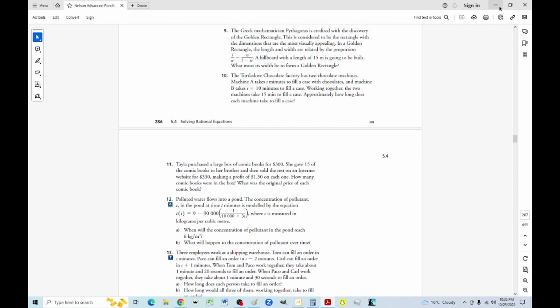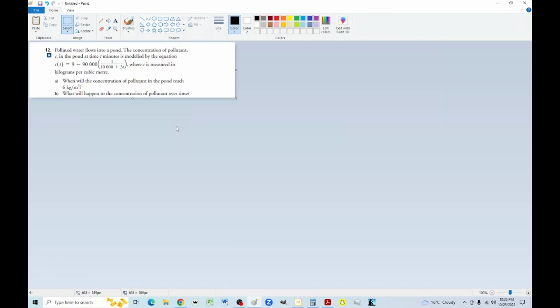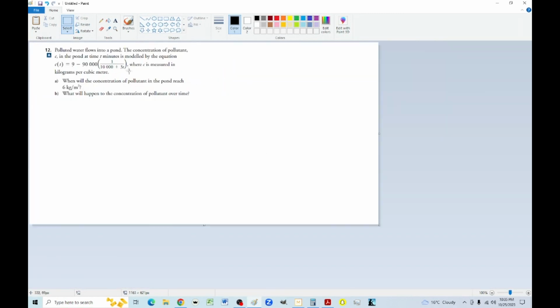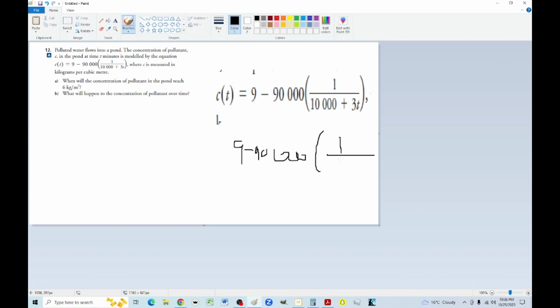Okay, here's just a reciprocal function again for pond. So let's pretend here for a second, before we even read the question, let's look at this formula. What happens as time gets huge? What happens as time gets to 1,000,000? Well, when time gets to 1,000,000, we're going to get 9 minus 90,000 times 1 over 3,010,000. Well, 1 over 3,010,000 is very close to 0.